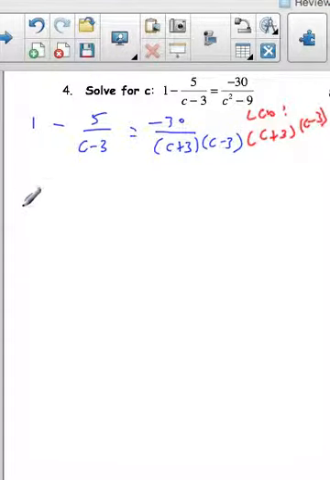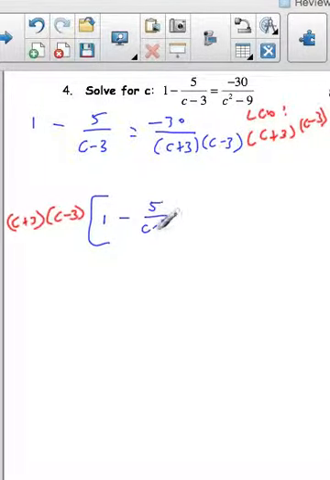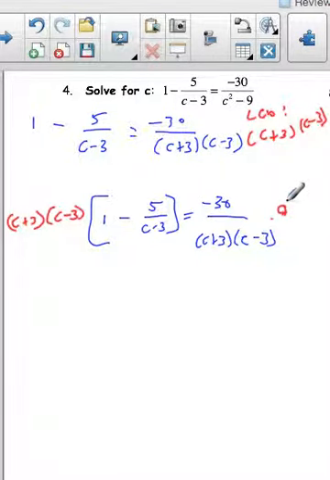So over on the left-hand side, I'm going to multiply by c plus 3 times c minus 3 times 1 minus 5 over c minus 3, that's the left-hand side, is going to be equal to negative 30 over c squared minus 9, which is c plus 3 times c minus 3, times c plus 3 times c minus 3.